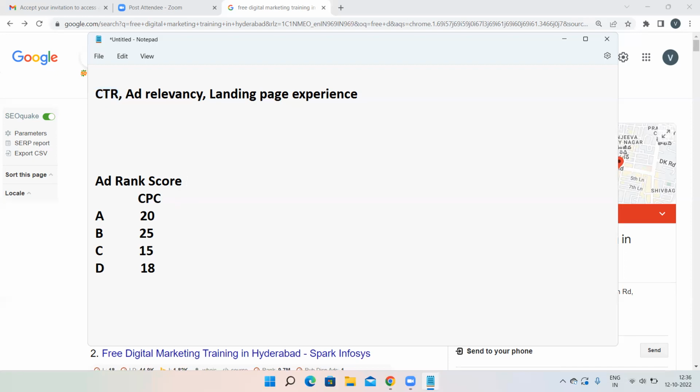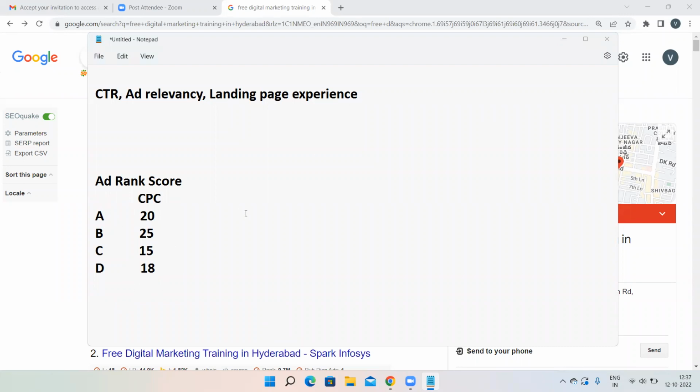Okay, now coming to the ad rank score, guys. A, B, C, D, 4 are competitors: Asanji, Lakshmi, Pavitra, and Grace. Pavitra is ready to pay 20 rupees per click. Asanji is ready to pay 25 rupees per click. Lakshmi is ready to pay 15 rupees per click. Who else is there? Grace is ready to pay around 18 rupees per click.